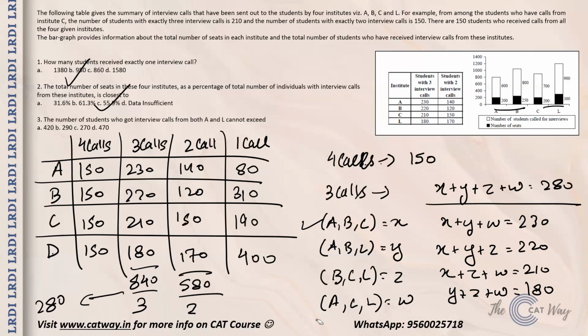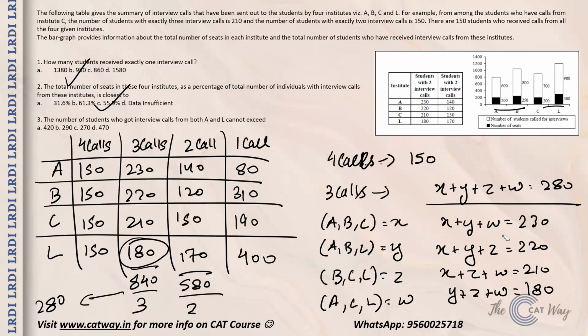So from the L part, these people have been distributed. Like some of the 180 people got 3 calls. Some have come over here, some over here, and some over here. That is why the summation of these is 180. Similarly, from A there are 230 people, some have gone into this category, some into that, but the summation of the 3 categories is 230, is what we know.